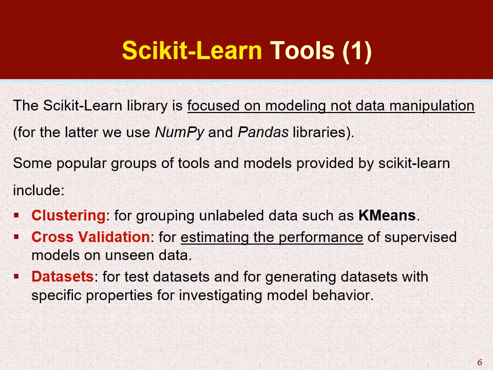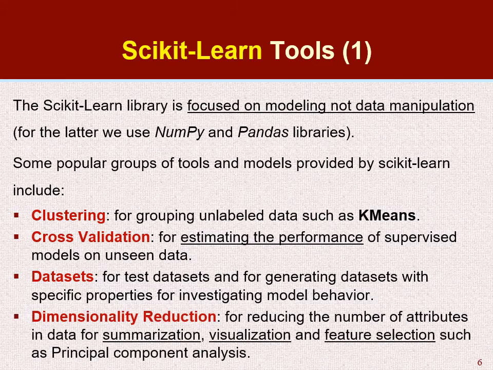Scikit-Learn has a set of datasets built into it for test datasets, for generating datasets with specific properties for investigating model behavior. Also, Scikit-Learn has the dimensionality reduction tool that is part of unsupervised machine learning methods for reducing the number of attributes in our data so that it can be used in summarization and visualization, and also feature selection, such as in principal component analysis.